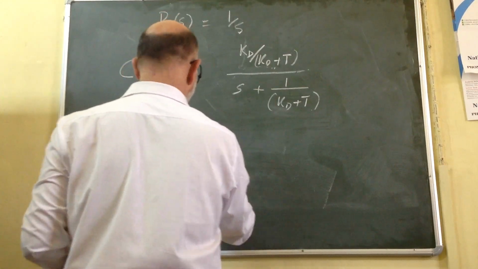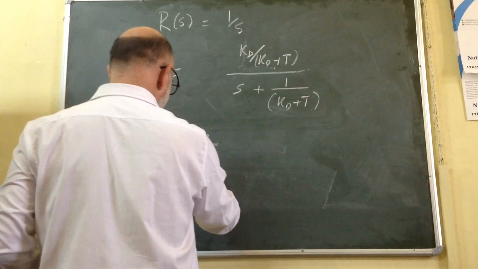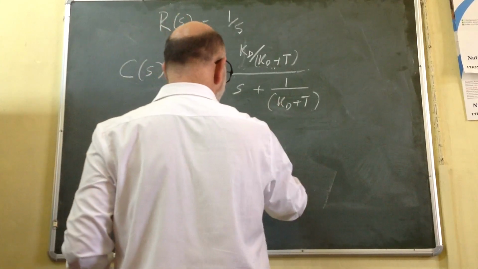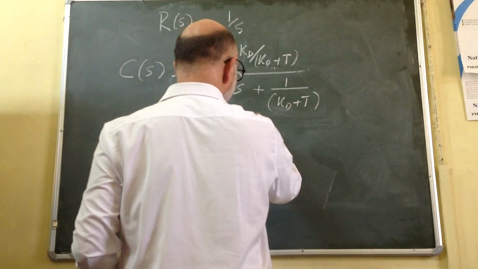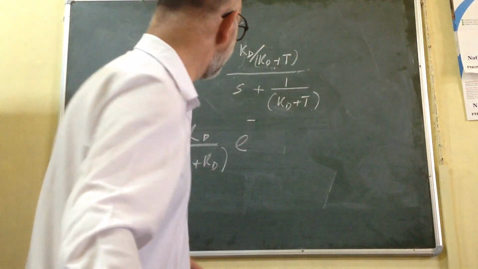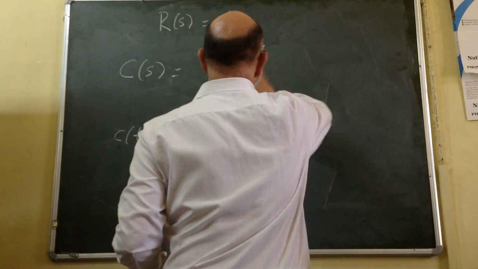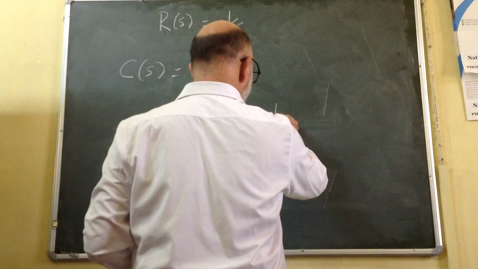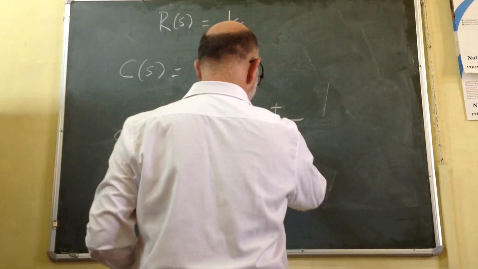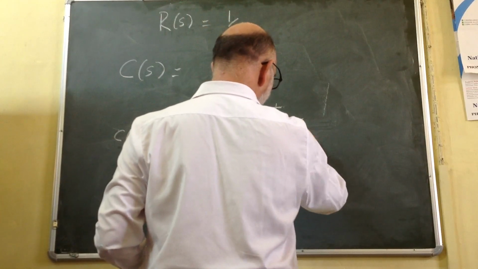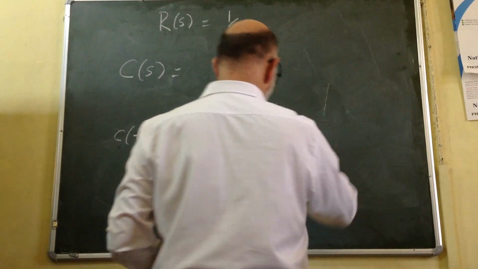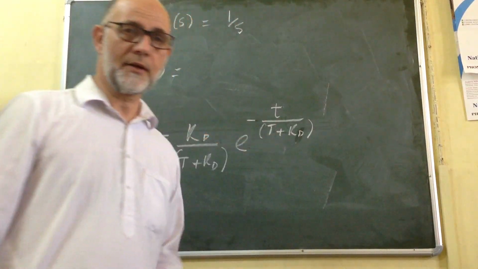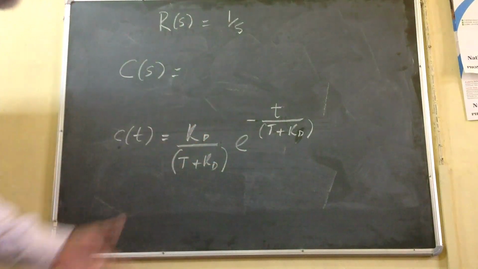So we'll have KD divided by, let's say, T plus KD. So this will be e raised to the power minus, what I'll do is that I'll just rub this off. So this will be... again, you can take a moment to verify whether this indeed is the time response of the system subjected to a unit step input.